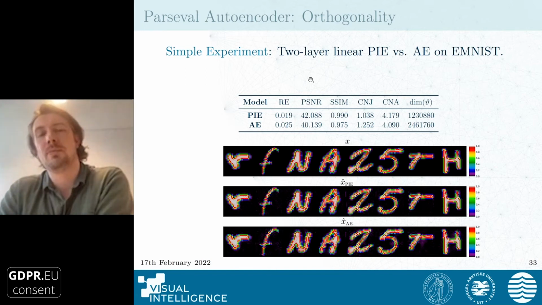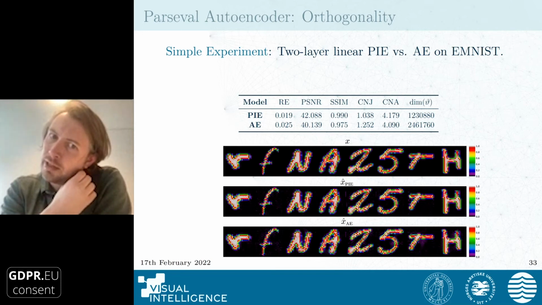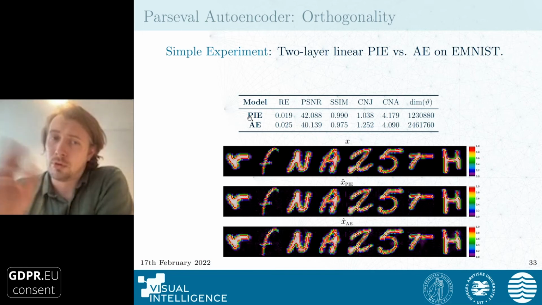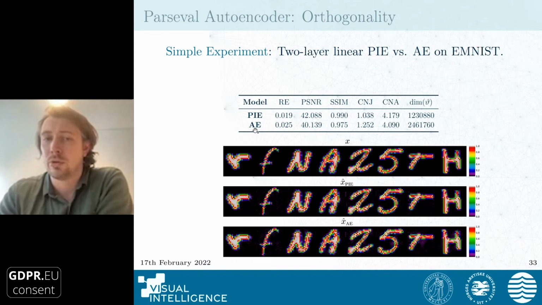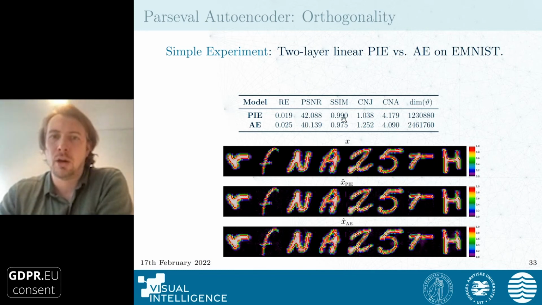So we see here a simple experiment that we used in our thesis, where we looked at a pseudo-invertible or Parseval autoencoder compared to a standard autoencoder on an unsupervised objective. Clearly, both of these do well. It's a very simple dataset, etc. However, we see that the pseudo-invertible encoder outperforms the autoencoder.